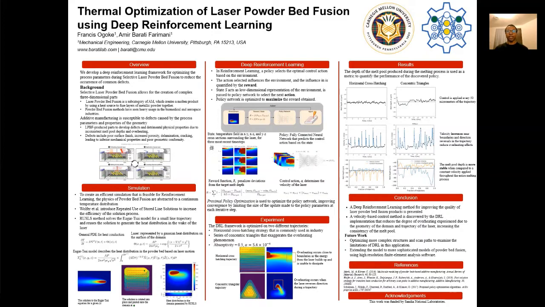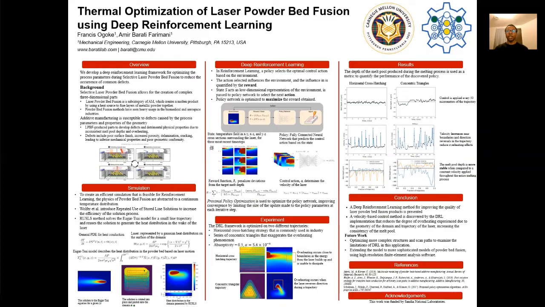So the state is defined as the temperature distribution surrounding the laser in 3 dimensions, so the xy, yz, and xz planes. The policy is a neural network, and the reward function penalizes deviations from the target melt depth. The control action specifies the velocity of the laser between 2 predefined points in the scan path. So essentially, the process parameter that's being varied here is the velocity of the laser. And PPO, or proximal policy optimization, is used to augment the policy network, and it improves convergence by limiting the maximum size of the update to the policy network.